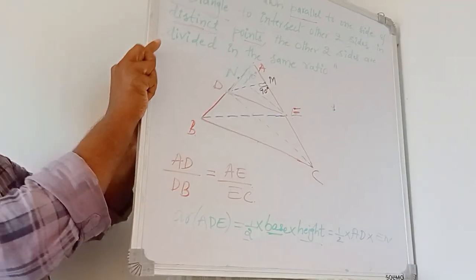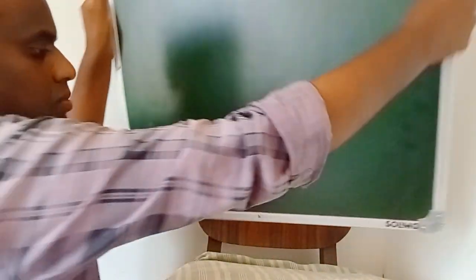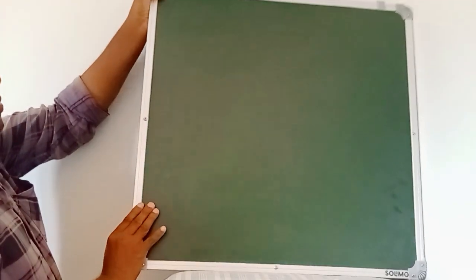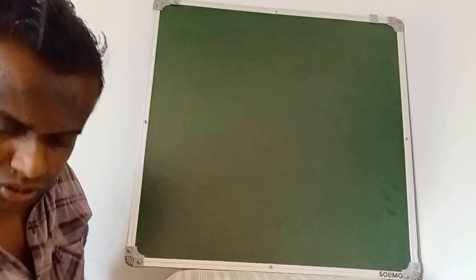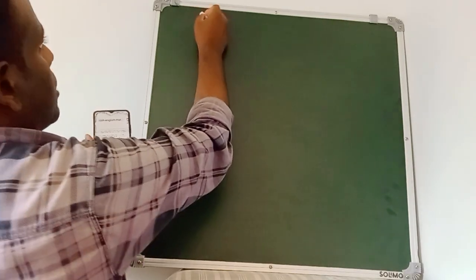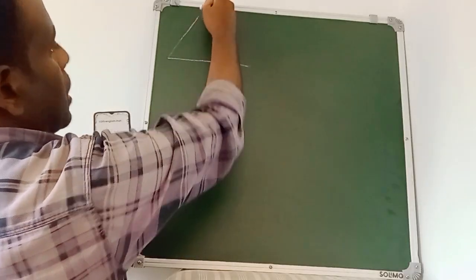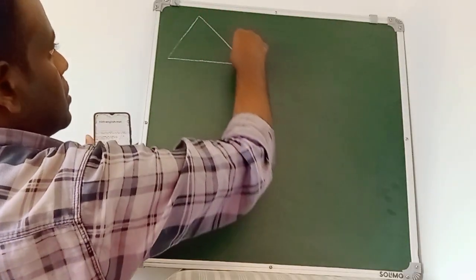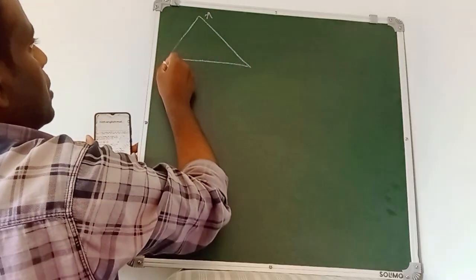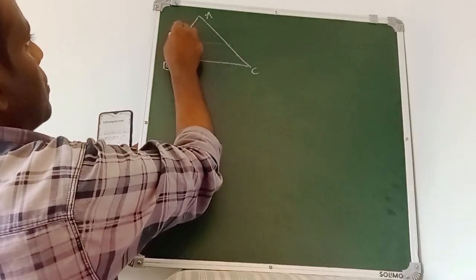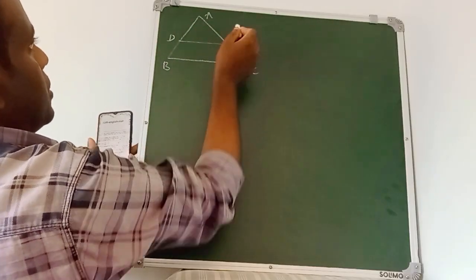Next I will write this side. So I will rewrite the diagram once again, because we have a diagram like this, right? I will write a small diagram. So A, B, C. See, this is D.